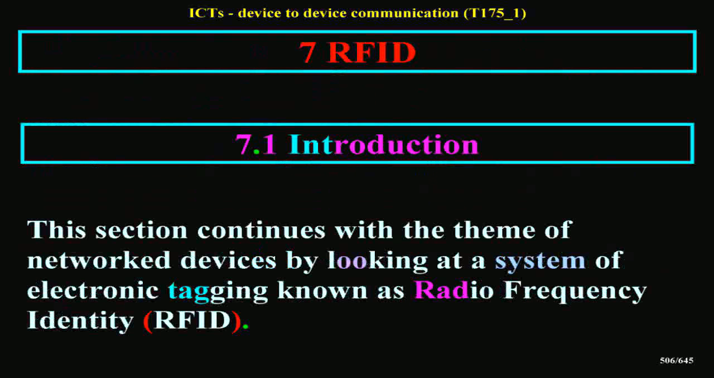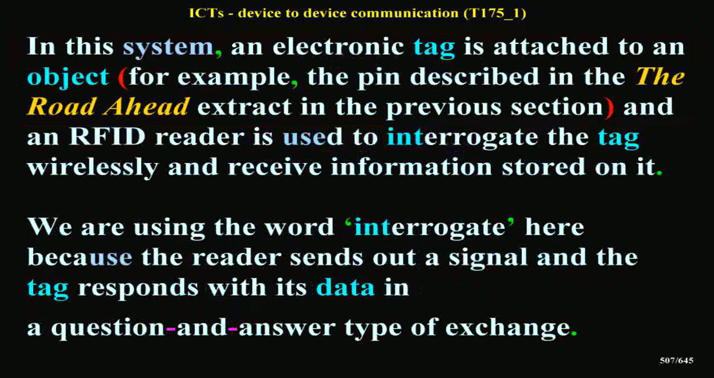7. RFID. 7.1. Introduction. This section continues with the theme of network devices by looking at a system of electronic tagging known as radio frequency identity, or RFID. In this system, an electronic tag is attached to an object, for example, the pin described in the Road Ahead extract in the previous section, and an RFID reader is used to interrogate the tag wirelessly and receive information stored on it.